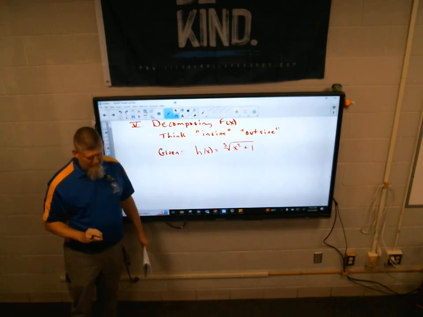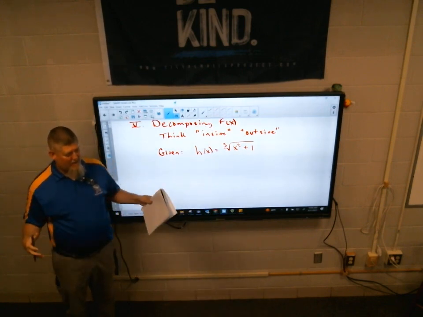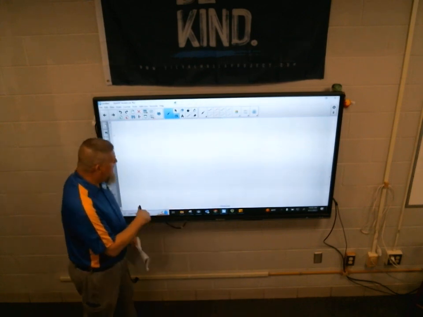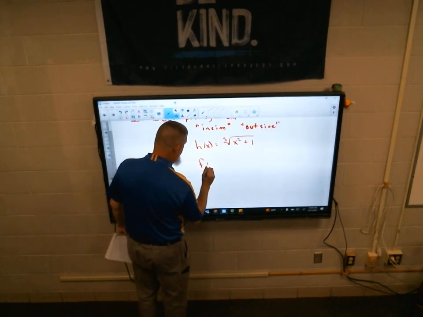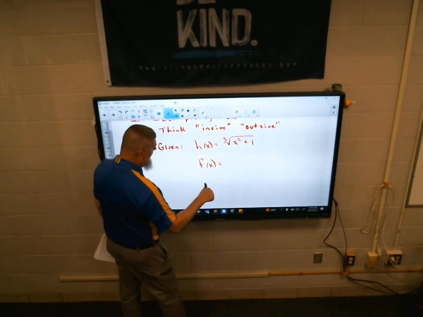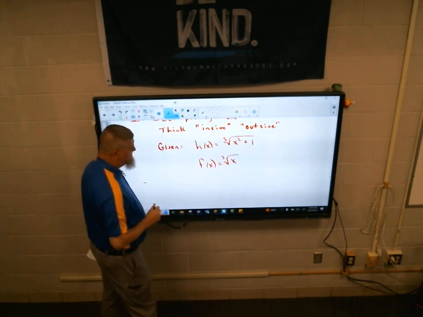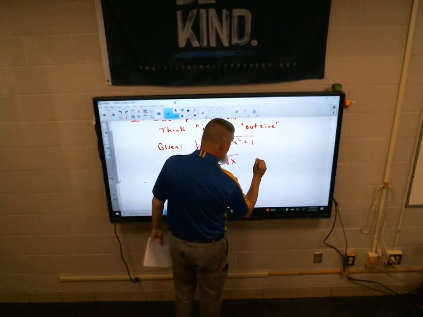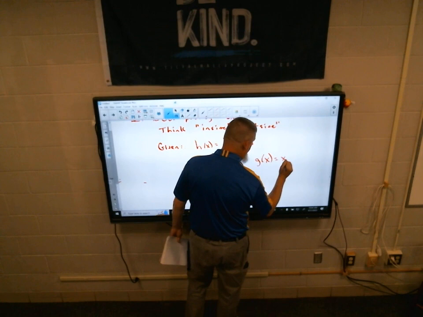And is that going to be the inside or the outside? Definitely the outside. Because underneath that radical, we have what function? We have a quadratic. Okay? So when I decompose this, we simply say f of x is going to be, I don't care which one you call the inside or the outside function, the cubed root of x. That would be the outside function. And then g of x would be the inside, the quadratic x squared plus 1.